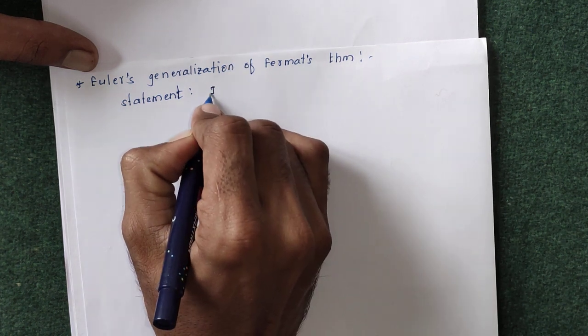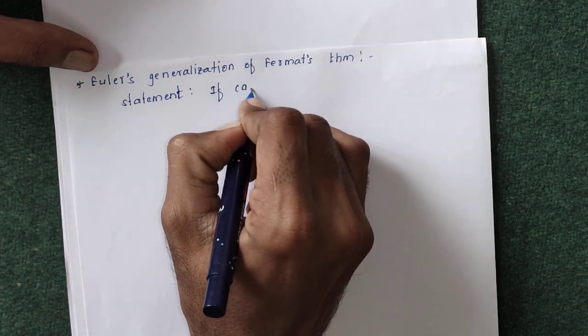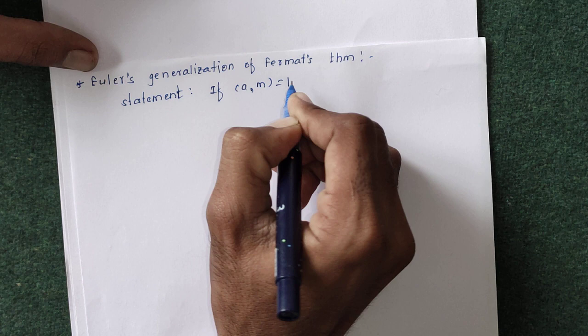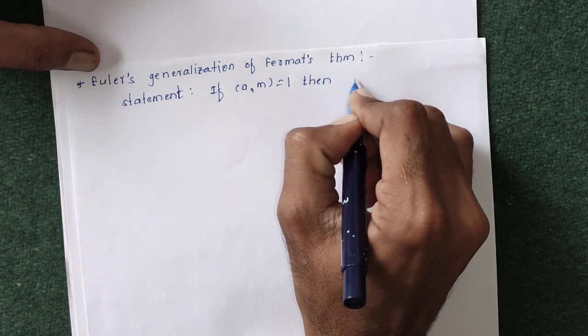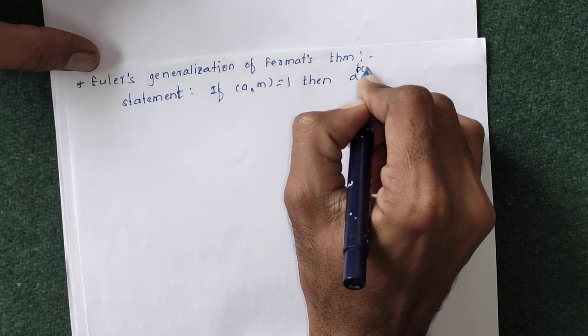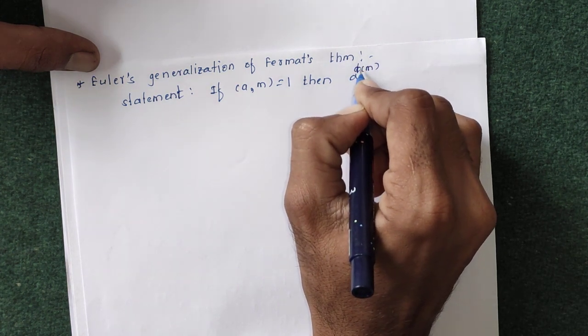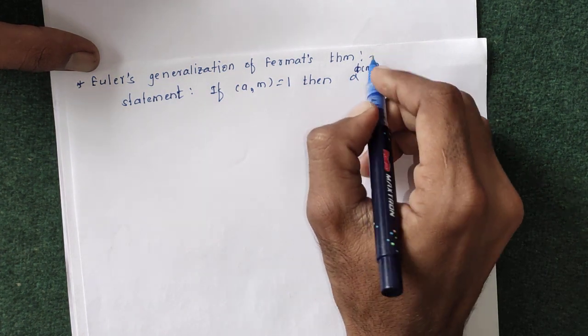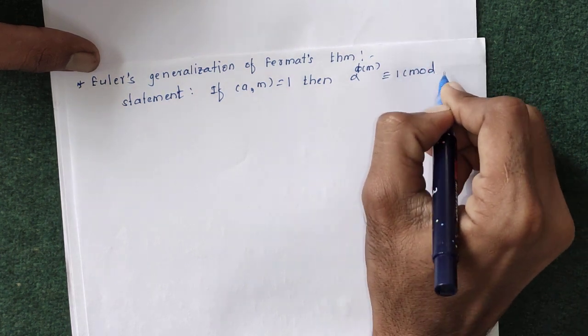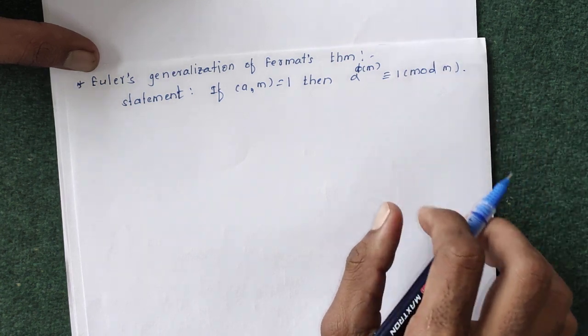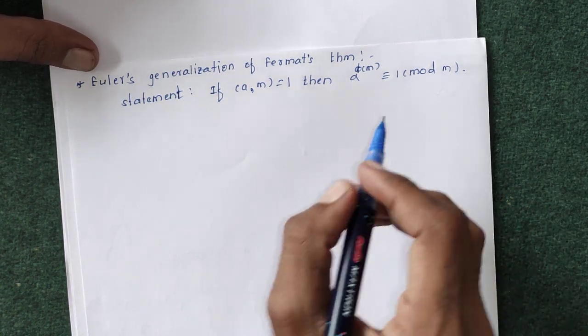If the greatest common divisor of a and m is equal to 1, then a raised to phi of m, where phi of m is Euler's phi function, is congruent to 1 mod m.